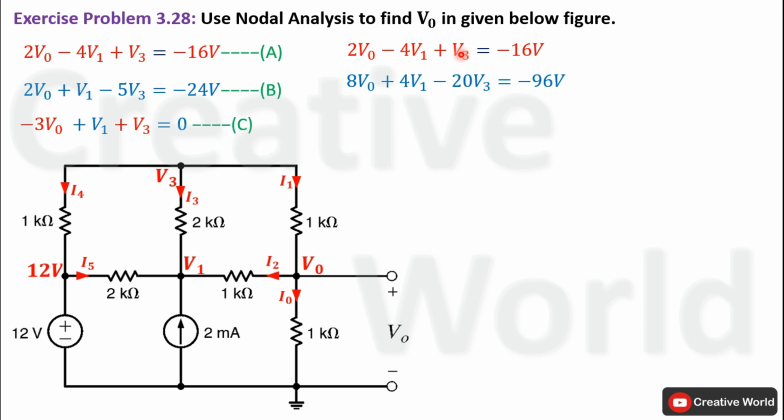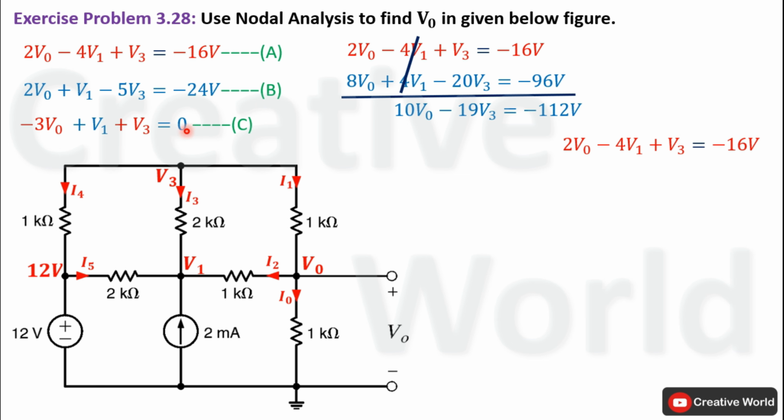Now add these two equations together. Minus 4V1 and plus 4V1 will cancel out with each other. Sum of 8V0 and 2V0 will become 10V0. Here sum of V3 and minus 20V3 will become minus 19V3. On the other hand side of equal, sum of minus 16 volt and minus 96 volt will become minus 112 volt. Now again take equation A as it is and multiply equation C with 4.